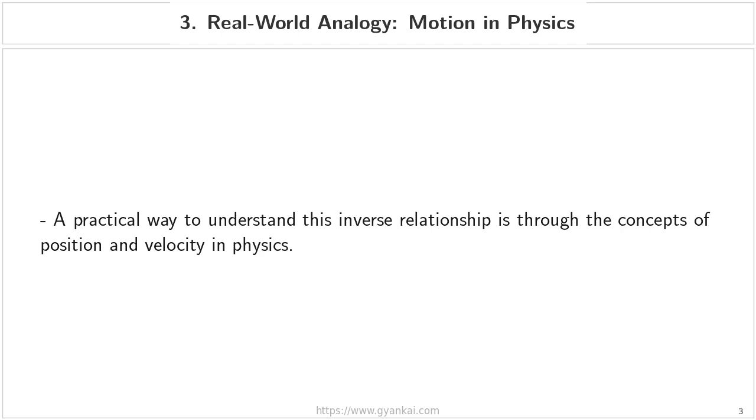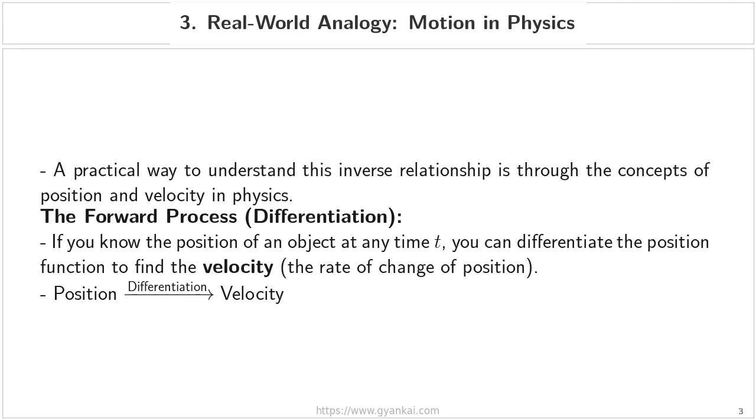So, consider an object moving. A practical way to grasp this inverse relationship is by thinking about its position and velocity. The slide first presents what we call the forward process, which corresponds to differentiation. If you know the position of an object at any given time, t, you can find its velocity by differentiating the position function. Think of it this way: velocity is simply the rate of change of position. So we can represent this as position through the process of differentiation gives us velocity.